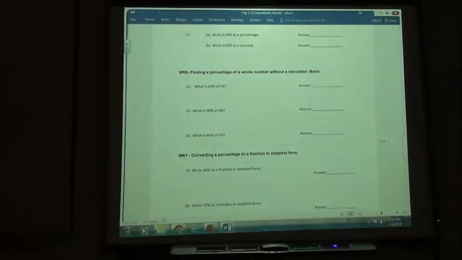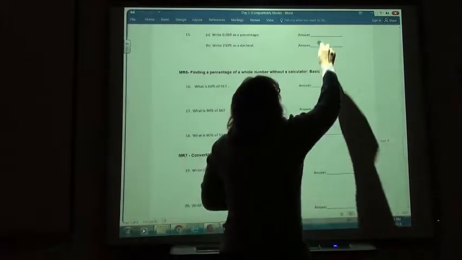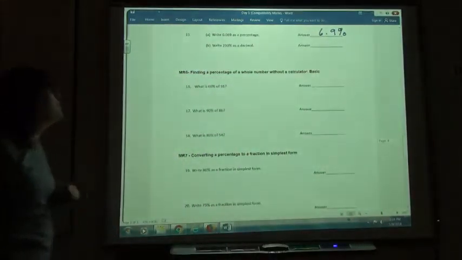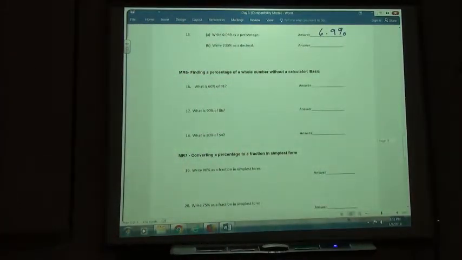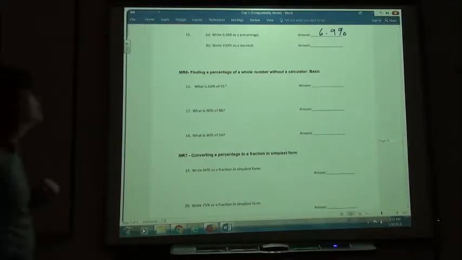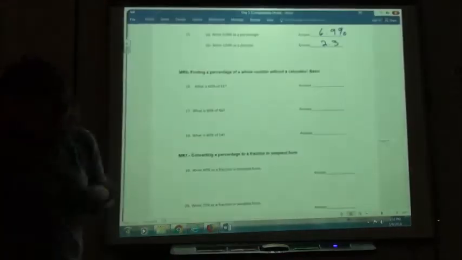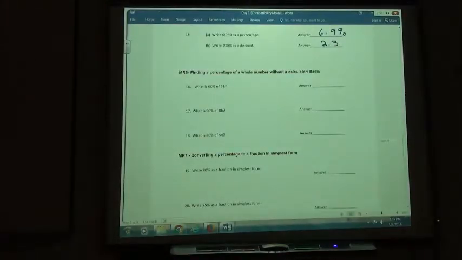Number 15 then, if I'm going to write 0.069 as a percentage, what would I end up with? 6.9%, exactly. And multiplied by 100, move my decimal 2 to the right. And if I have 230% and I write it as a decimal, I end up with 2.30, or you can just drop the 0. 2.3 would be best form since we don't really need the 0 at the end. If I divide by 100, moved it back 2 places.